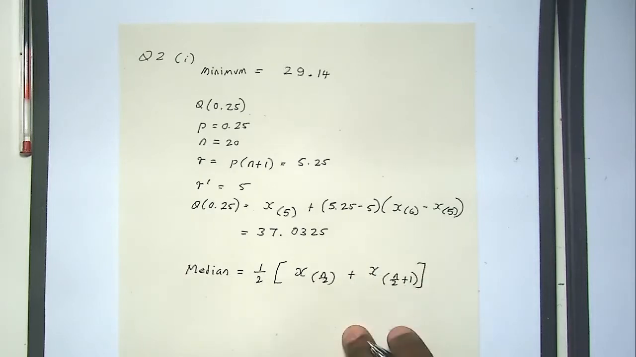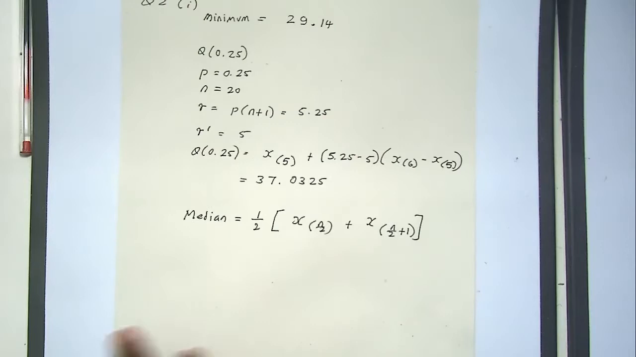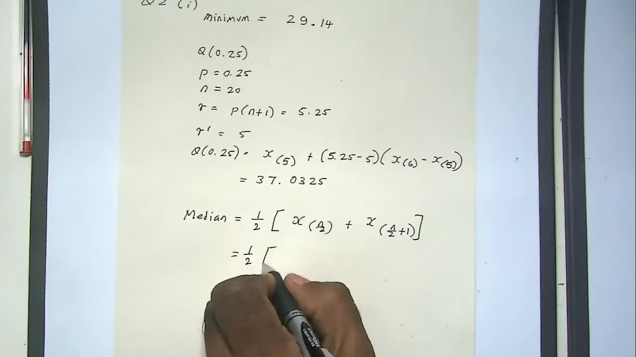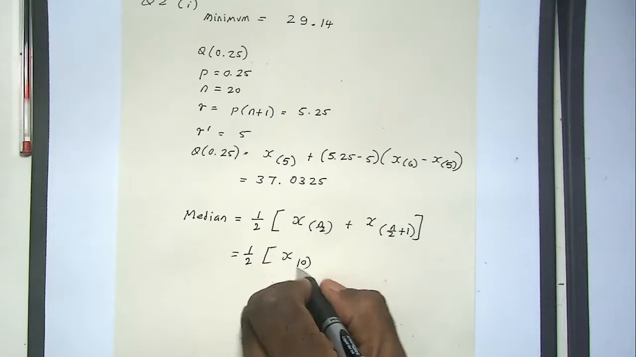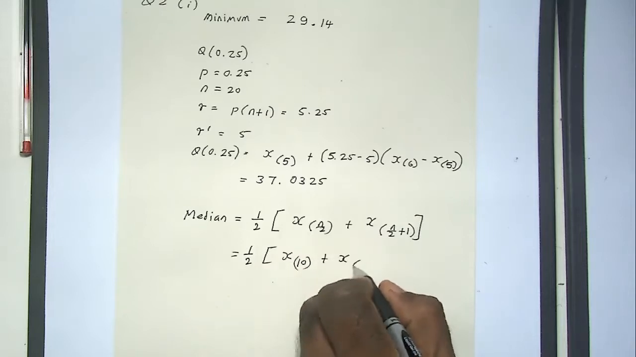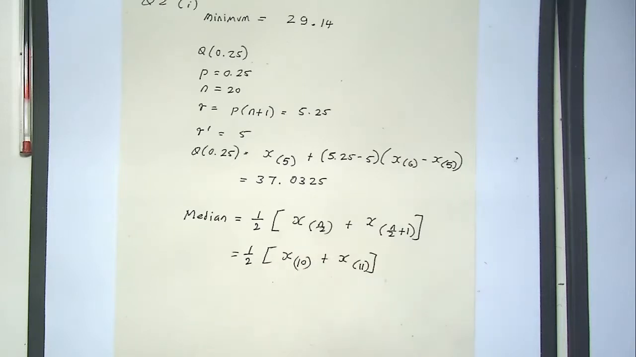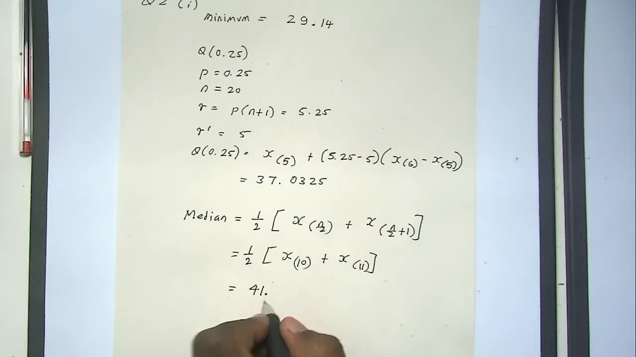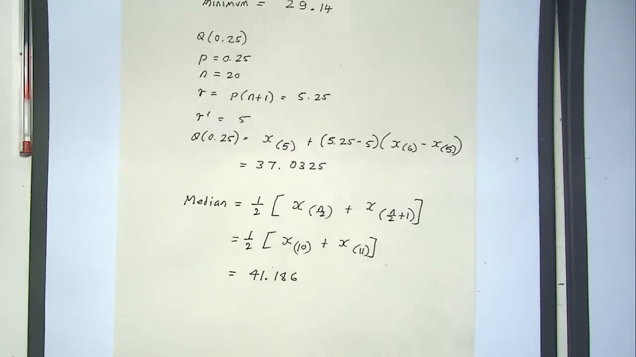You remember this formula? This is the formula when n is even, right? Now n is 20 in our case, so this would be half of x10 plus x11, right? And if you work that out, you will get 41.186. So this is the median, right?